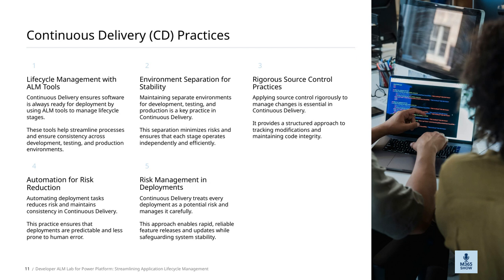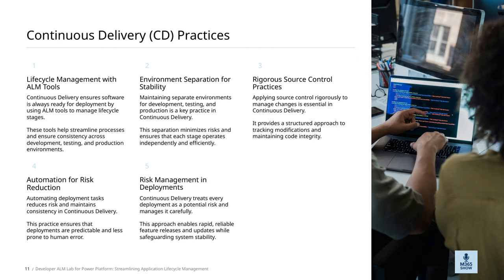Another important aspect is applying source control rigorously. Managing changes through structured version control helps us track modifications precisely, which maintains code integrity and makes it easier to identify issues if they arise. Separation of environments is also crucial. By maintaining separate spaces for development, testing, and production, we minimize risks and ensure that each stage operates independently. This separation helps catch problems early before they reach the live environment.